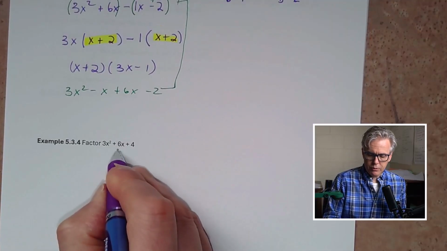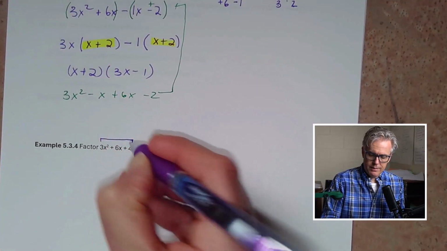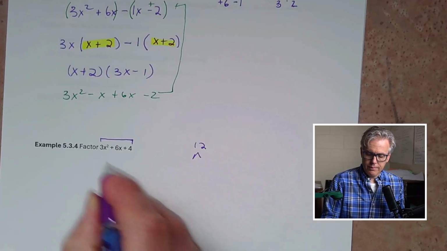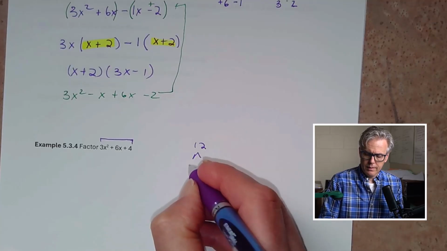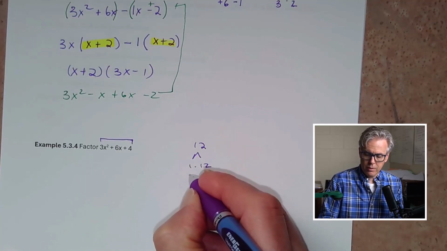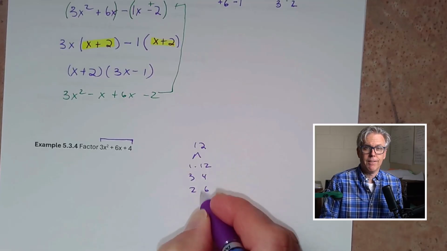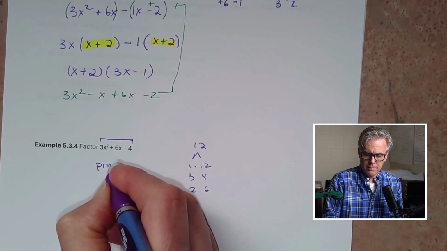Okay, try this one. 3x squared plus 6x plus 4. Again, I'm going to do a times c. So 3 times 4 is 12. If everything's positive, so factors of 12 that sum to 6. 1 and 12, that's not going to work. 3 and 4, that's not going to work. 2 and 6, that's not going to work. These don't work. We don't have a GCF, so this one is prime.